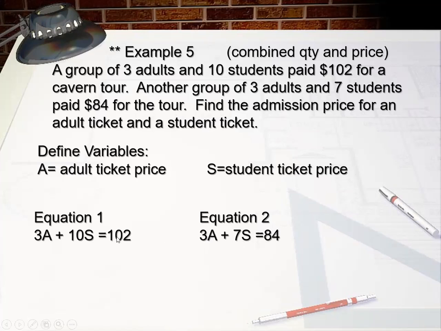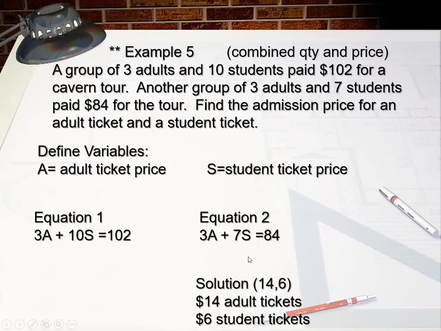If these are our two equations, now we can just go in and solve, and what we will find is $14 for an adult ticket and $6 for a student ticket. And you could put this straight into Desmos and it would find the answer for you.